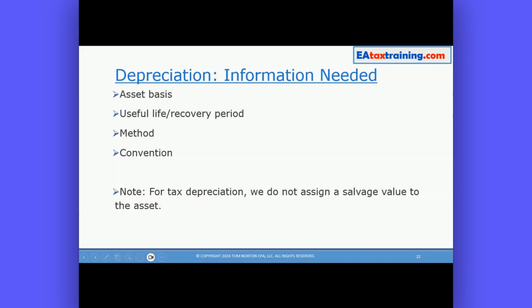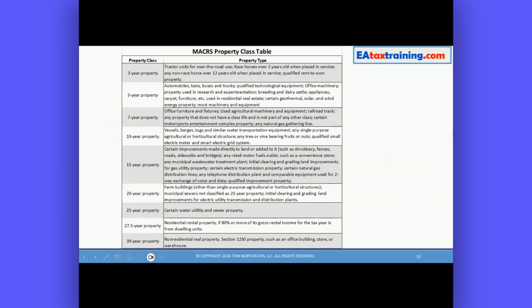So instead, the IRS tells you what you need to use for the useful life, or actually they'll call it the recovery period. So it's the same concept, except what they're saying is we don't actually care how long the asset might last. We're just telling you from a tax standpoint, this is the number of years over which you can depreciate that asset. This is the recovery period.